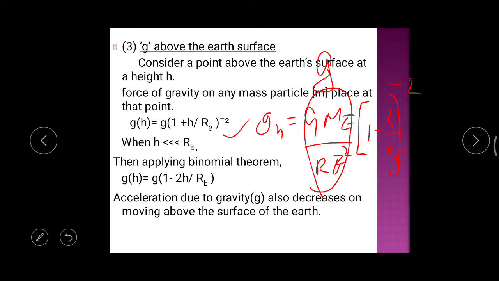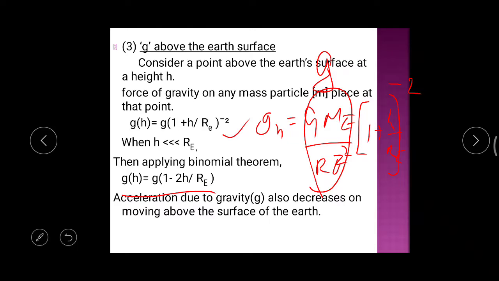So g_h will be equal to g into (1 plus h by R_e) the whole raised to minus 2, and using that relation, that is (1 plus x) all raised to n will become 1 plus nx, as x is very much less than 1. That relation you have to use here, then you will get the relation. This equation will become g_h is equal to g into (1 minus 2h by R_e).